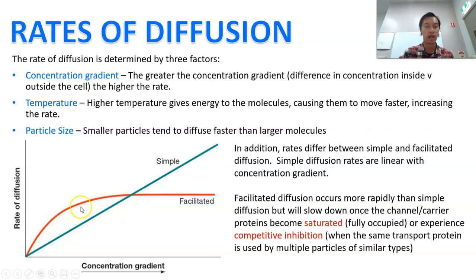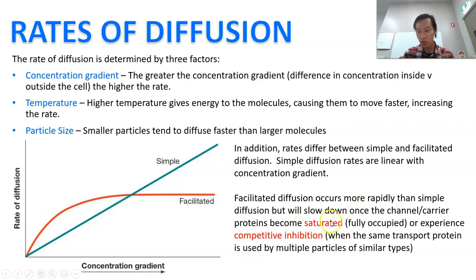But as you move on, it's going to slow down, because in facilitated diffusion you get something called saturation. Saturation is when those protein channels or carrier proteins are fully occupied. In other words, there's no space for molecules to go through, and they have to line up and wait for other molecules to transport before they can move on.